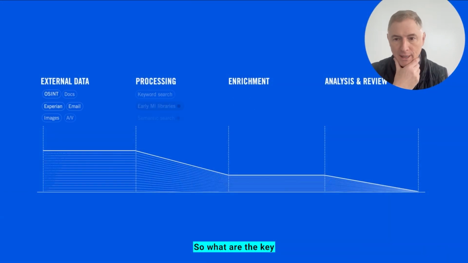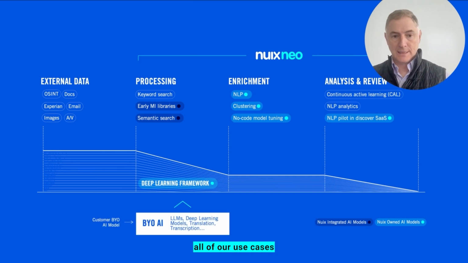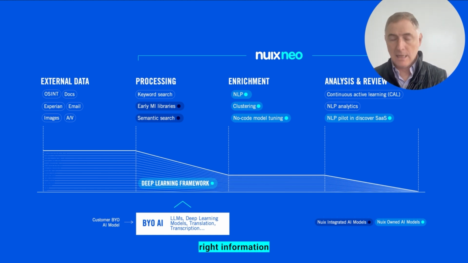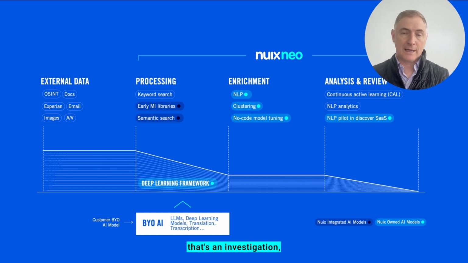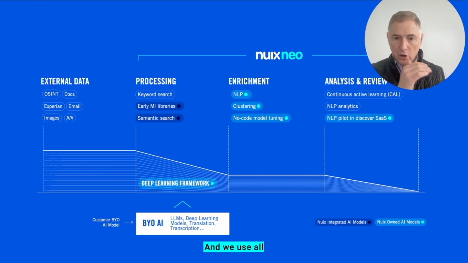So, one of the key things to think about with Nuix, and really this is consistent across all of our use cases, is it's really about taking a lot of data and reducing it through any means necessary to get to the right information for your outcome. So whether that's an investigation, e-discovery, data privacy, working with consumer complaints, pretty much you name it. All of Nuix's use cases really revolve around taking rich, complex, difficult data, document data, user-generated data, and basically running it through this funnel. And we use all the techniques that we have.